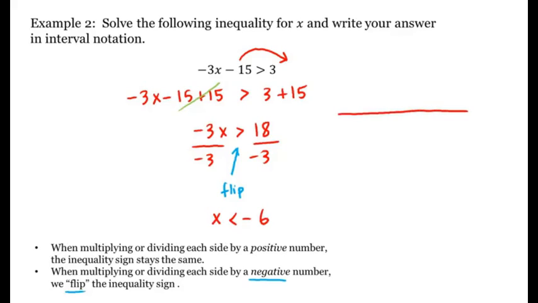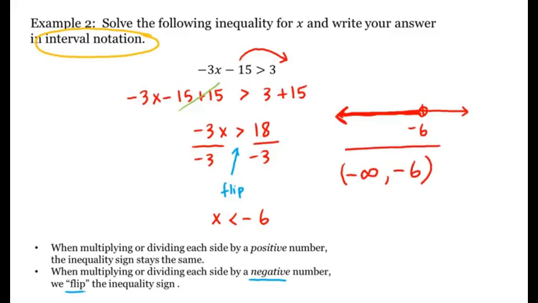Okay, let's look at this again on the number line. It's -6. We do not want x to equal -6, so we put an open circle and then less than, everything to the left of -6. And again, we're asked to put our answer in interval notation. Therefore, our answer is -infinity up to -6, open parenthesis, because we do not want x to equal -6.